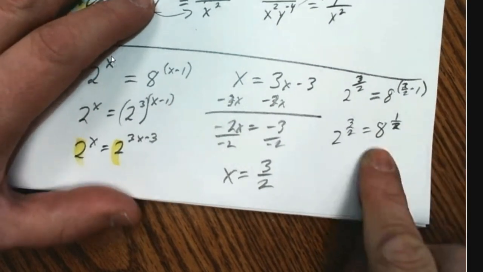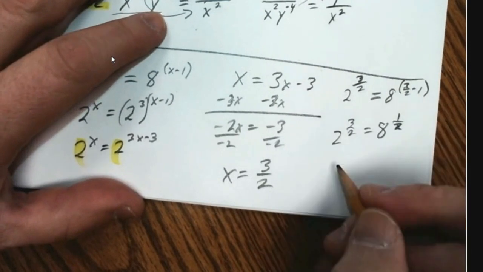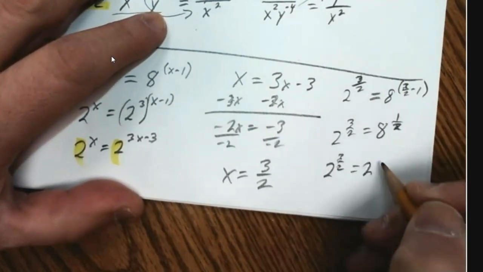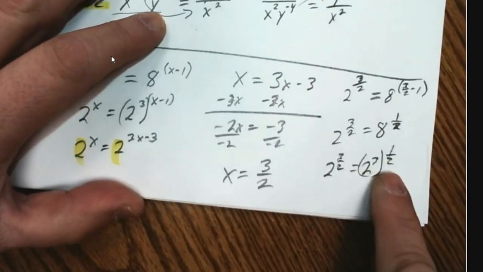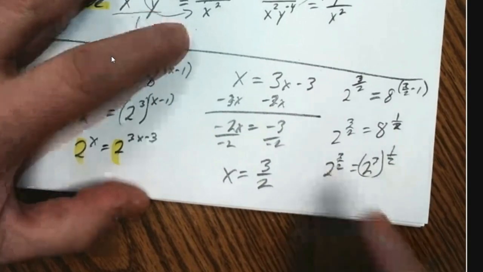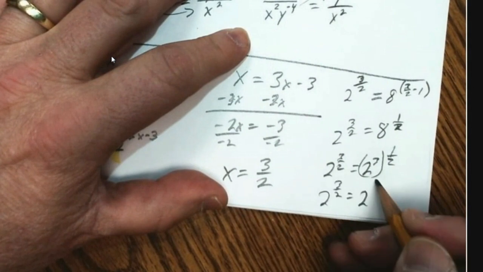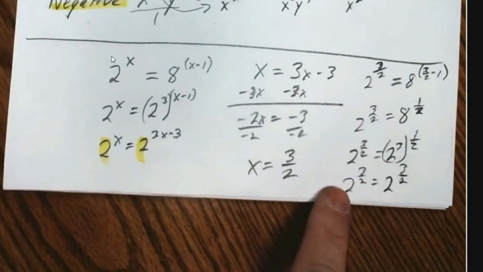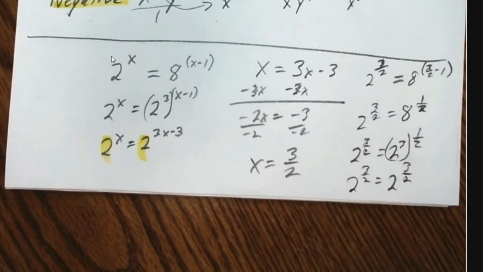So are these equal? 2 to the 3 is 8, to the 1 half. If we rewrite this as a 2, 2 to the 3 halves equals 2 to the third to the 1 half, and multiply those together, 3 times a half is 3 halves. So this is 2 to 3 halves equals 2 to 3 halves. So it did test out when we substituted it back in that it equaled the other side. But let's look at the example they want to do here.